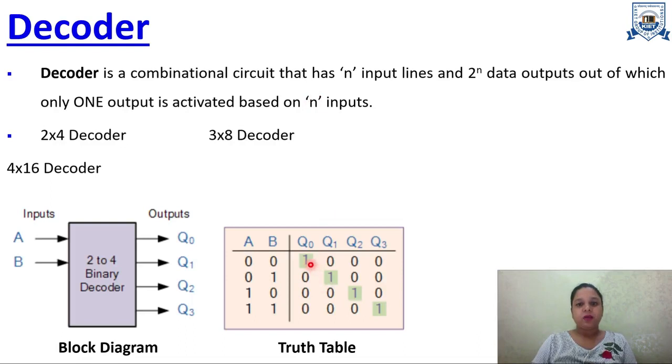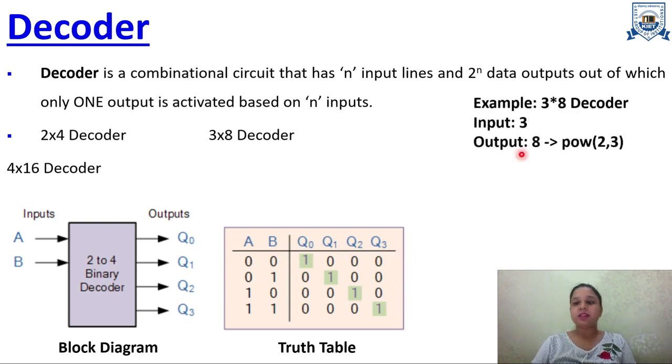So in the output, if there are 4 outputs Q0, Q1, Q2, Q3, only one of the outputs will be activated. It means on 0, 0, Q0 is active. On 0, 1, Q1 is active. On 1, 0, Q2 is active. And on 1, 1, Q3 is active.